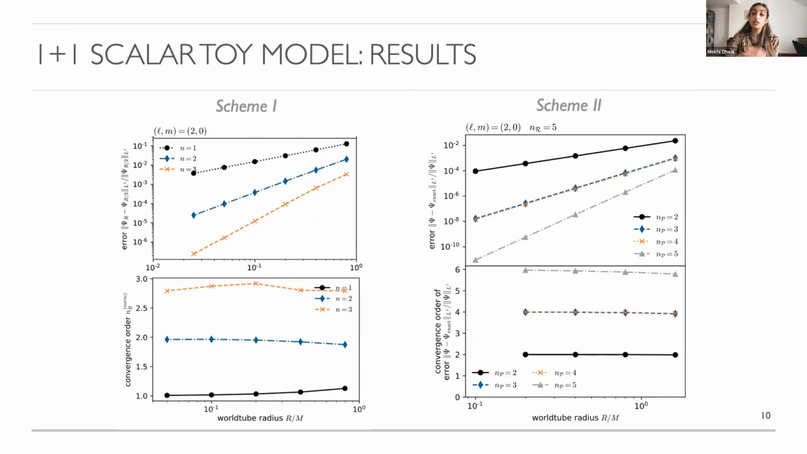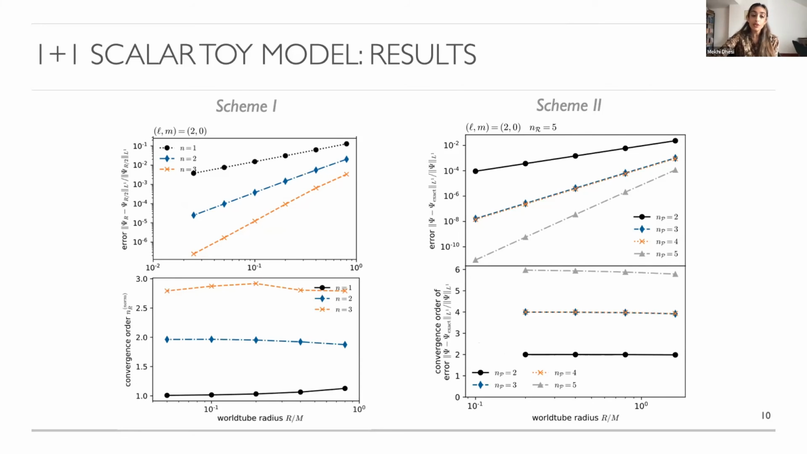But to conclude the 1+1 case, I'll just show some of the key results. Again, this is scheme 1 versus scheme 2. There are two main parameters of the model that we can vary to test its behavior. We can vary the world tube radius, R, and the order of accuracy of the approximate analytical solution we use within the excision region, which we call N. These plots are showing the effects of both.